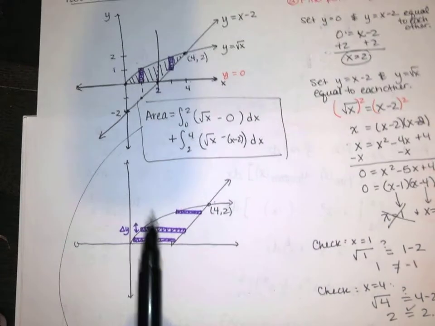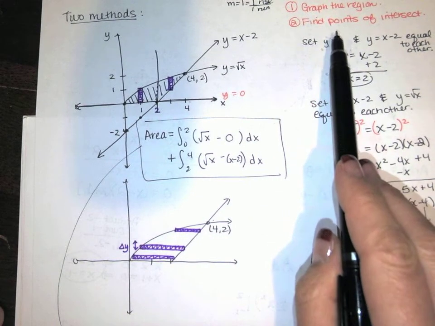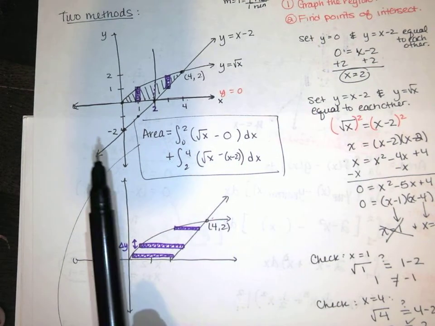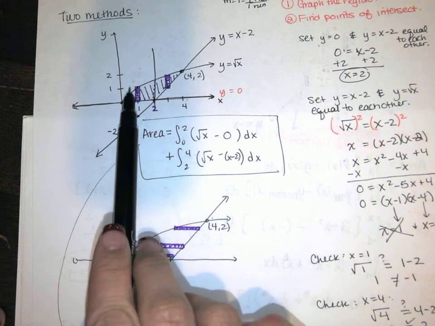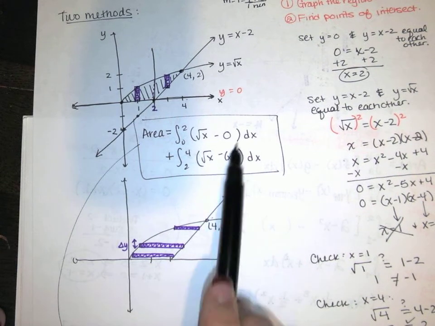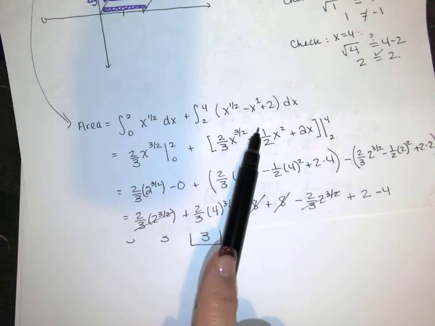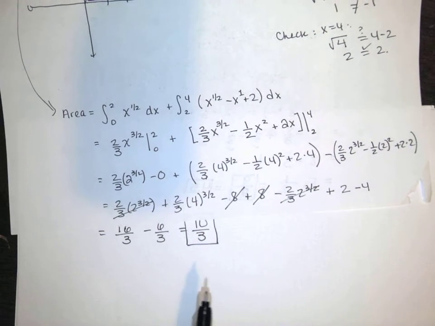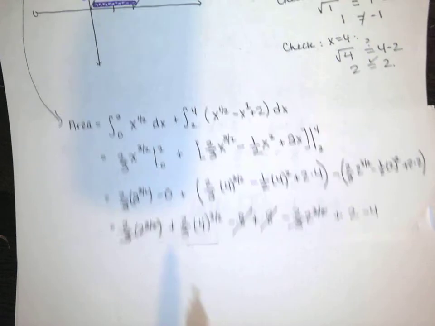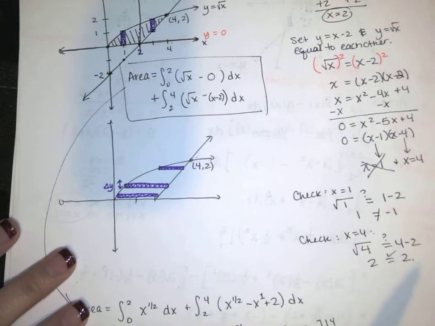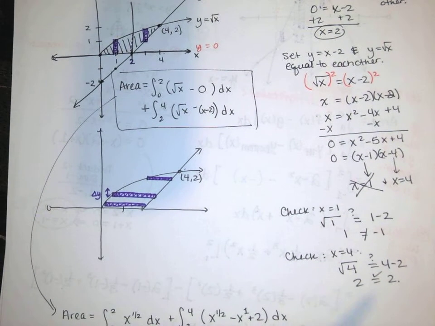So we graphed the region, we found points of intersection. Then we identified A and B. We identified top functions and bottom functions. We plugged them in. And then we did a little bit of algebra to simplify, and then we evaluated the integrals. It's actually very, very simple. Now this is very similar, but you have to be careful.